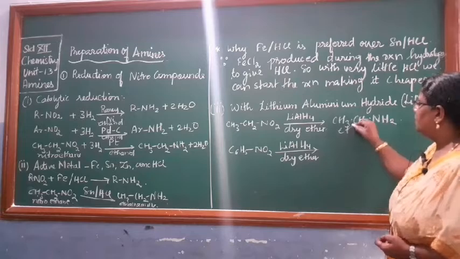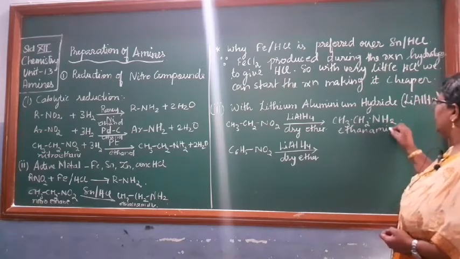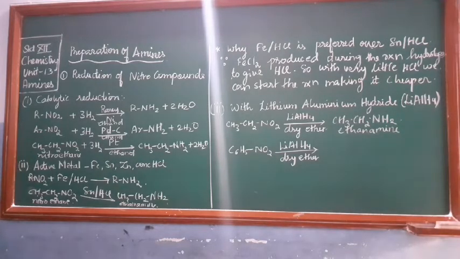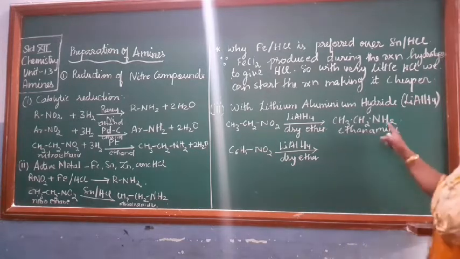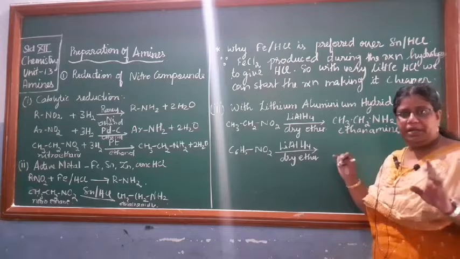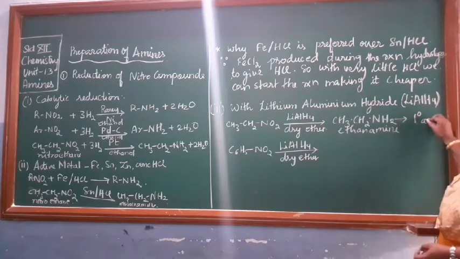So this is your ethanamine. Ethanamine is a primary amine, isn't it? So the aliphatic nitro compound will give you ethanamine, that is the primary amine.